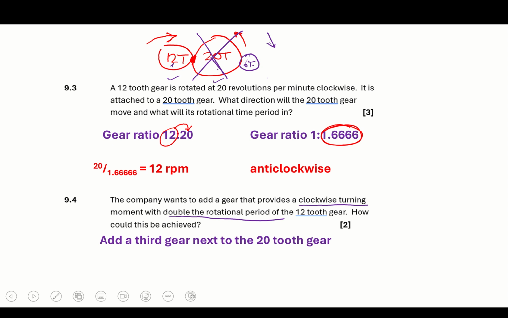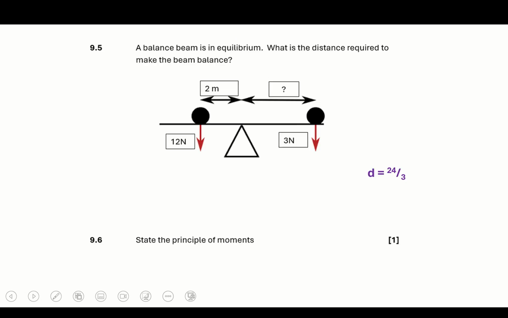I don't want it next to the 12 because otherwise the 12 is in the middle. I don't want that, because the only ones in terms of gears that we look at is we look at the driven, and we look at the very last gear. Okay. Add a third gear next to the 20, and it needs half of the teeth.